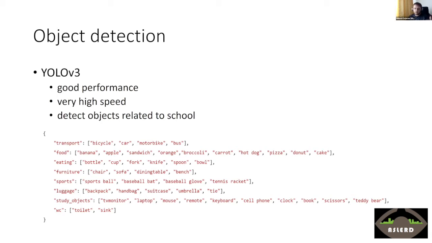We have food because most schools have cafeterias, so we have all the foods that YOLO is capable of detecting. Also, we have the category eating, which implies objects necessary for eating, like a fork, a knife, a bowl, a bottle. These categories are custom made, they're not from YOLO. Then we have furniture, which is chair, sofa, dining table, bench. Sports, which includes sports equipment like sports ball, baseball glove, and so on. Luggage, which means backpack, handbag, suitcases, umbrella, and so on. And we have also study objects, which are objects relevant to study, like a laptop, mouse, book, scissors, and so on.